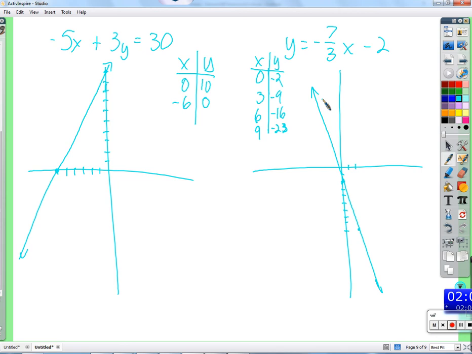I have a question. Yeah. On the first one, if you take 30 and make each of the x and y's divisible by 30, if you divide negative 5x by that, you get negative 6. And then if you divide 3y by 30, you get 10y. You'd be getting y over 10 there if you divided 3y from 30. You're just talking about 30 divided by 3.